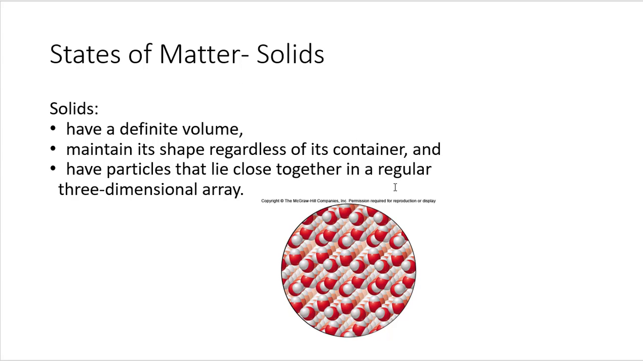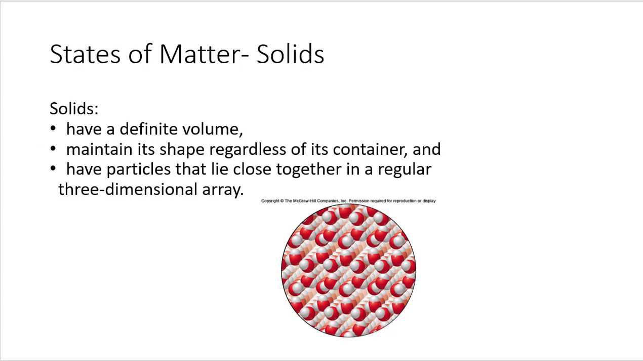This image I have here is a close-up animation of water molecules, H2O, where the oxygen is shown in red and the two hydrogens are shown in white here. So this is a solid piece of water, which we usually call ice. You can see the molecules are in direct contact with each other, and they're in a regular three-dimensional array. This ice has a specific shape, and it cannot change its volume without changing its state of matter.